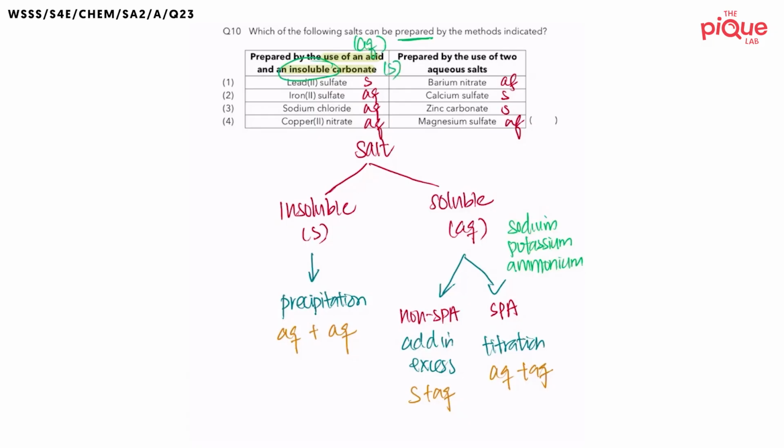This method here is therefore aqueous plus solid, and which method does this correspond to in the flowchart below? This would correspond to the addition in excess method. Now, addition in excess, what kind of salts are we preparing?